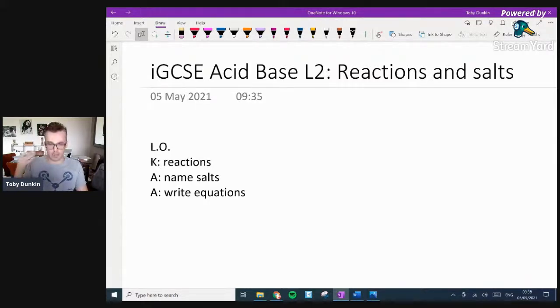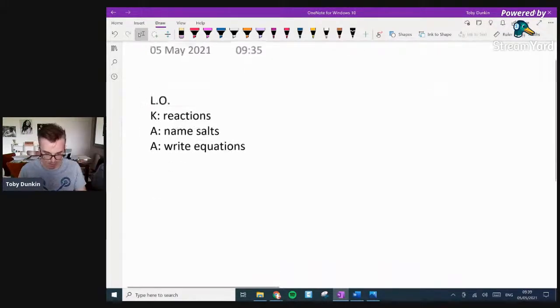Jack, have you managed to get all your learning objectives in? I tried to keep my learning objectives as short as possible. My first one: know your reactions. Number 2, be able to name your salts. And number 3 is be able to write equations. That one is going to link heavily to my formulae. Formulae is something we cover at the start of year 10 again, so we'll see some overlap.